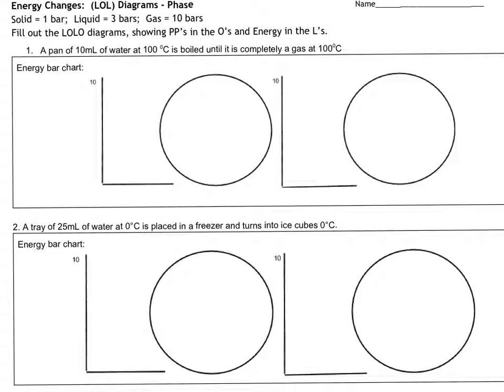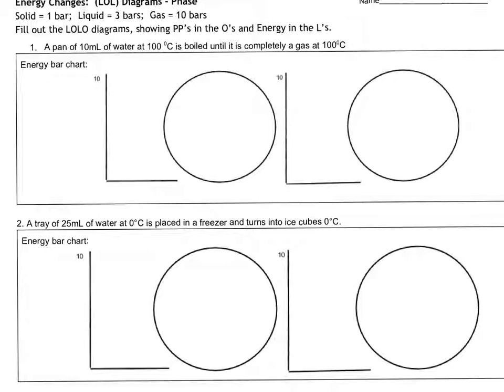So the first one here says a pan of 10 mils of water at 100 degrees is boiled until it's completely a gas at 100 degrees. So I like to start with my particle pictures first. So let's go ahead and draw our liquid to start. And I'm going to give it 2 whooshies because it's at 100 degrees. And there we go. So I've got 4 particles to start with. And it says that it's boiled until it's completely a gas at 100 degrees Celsius.